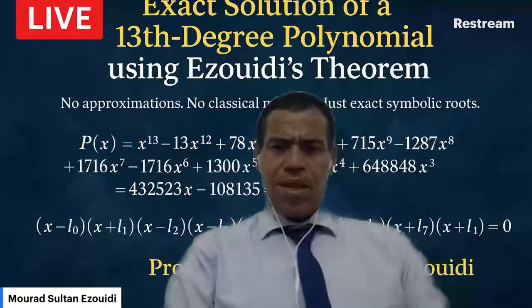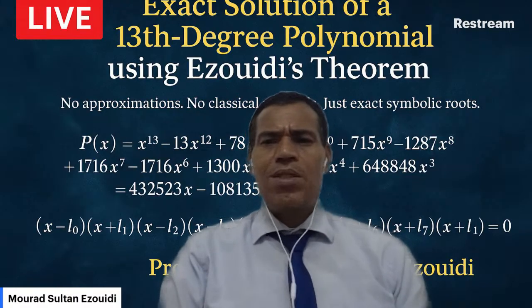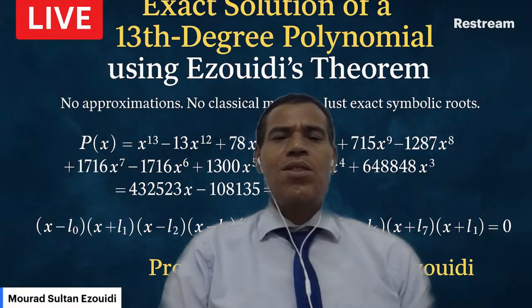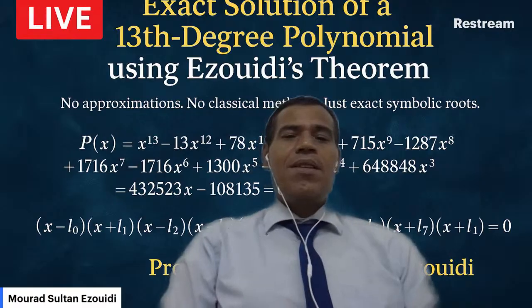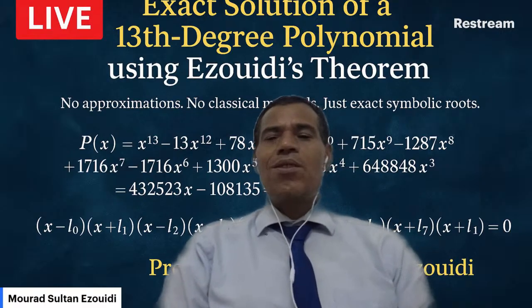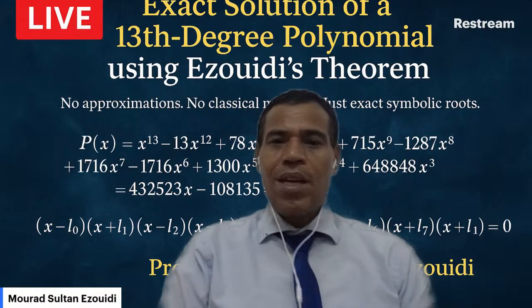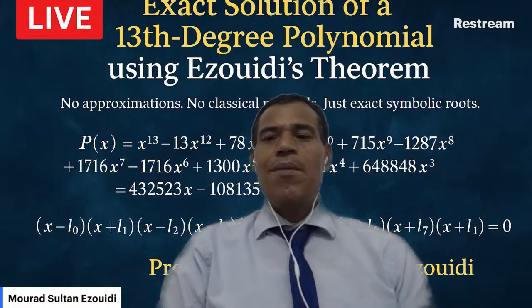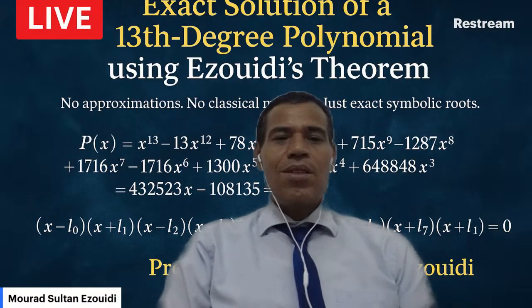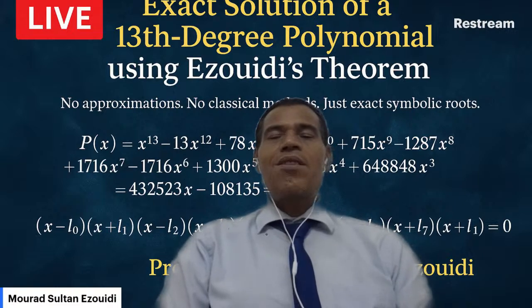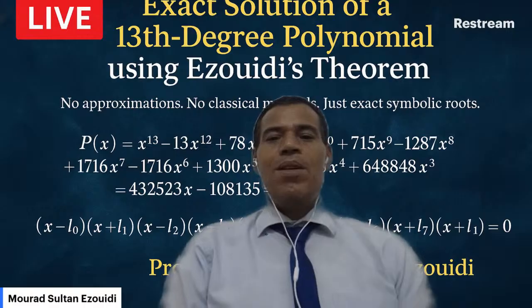In fact, we thought that this explanation should provide a solid understanding of the challenges classical methods face when solving high-degree polynomial equations, and how Murat Sultan's Ezouidi theorem offers a promising alternative. My method, based on my theory, goes beyond all classical methods, including Abel's theory, which says that certain polynomials can't be solved using radicals. Contrary to Abel's assertion, my method demonstrates that even polynomials with radical roots can be solved exactly. When traditional approaches fail, my theorem reveals the exact symbolic roots through a structured process that bypasses the limitations of classical algebra and numerical methods.